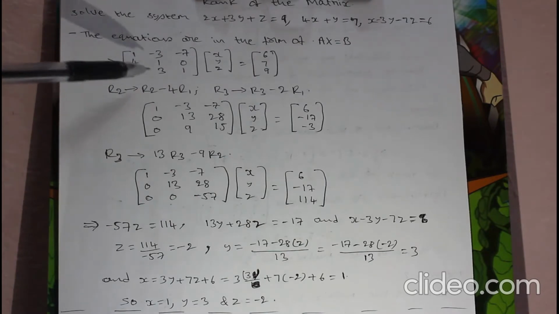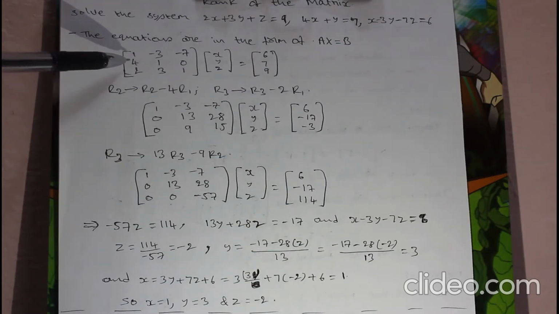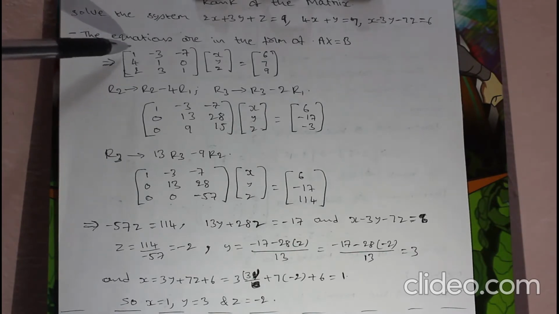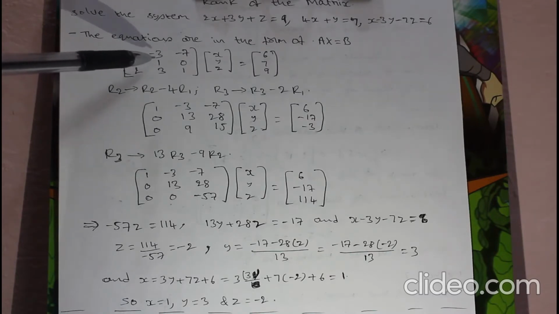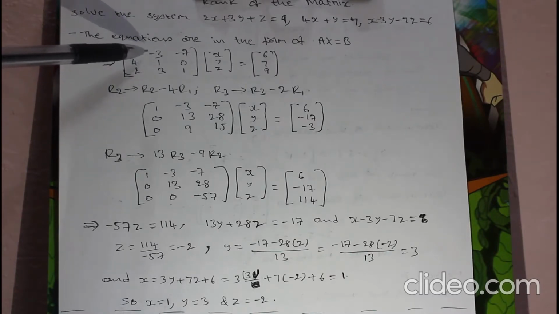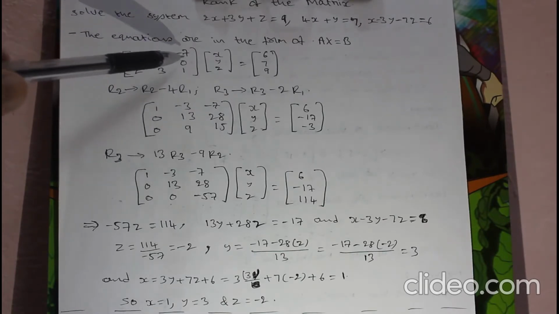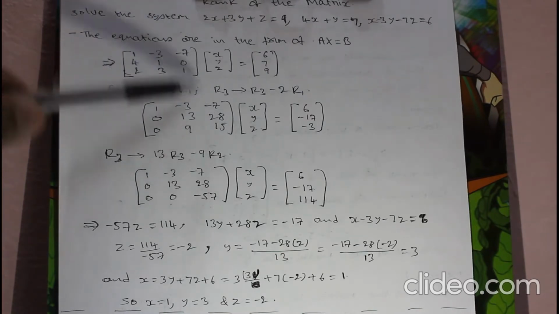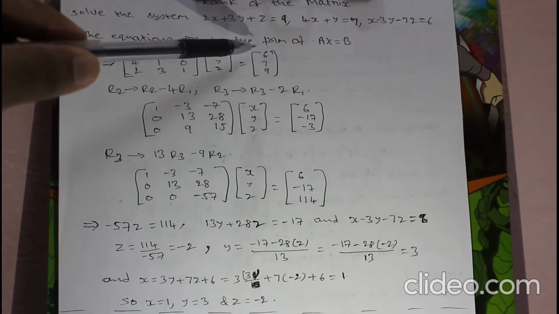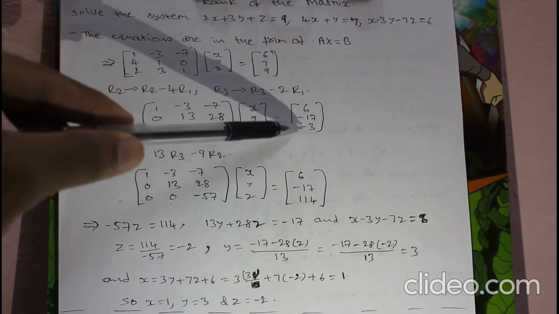Now R2 is R2 minus 4 into R1. So 4 minus 4 into 1, that is 0. Next 1 minus 4 into 3. Minus minus becomes plus, 4 into 3, 12, 12 plus 1, 13. 0 minus minus becomes plus, 4 into 7, 28. That is here. 7 minus 4 into 6, that is 24, so 7 minus 24, that is minus 17.